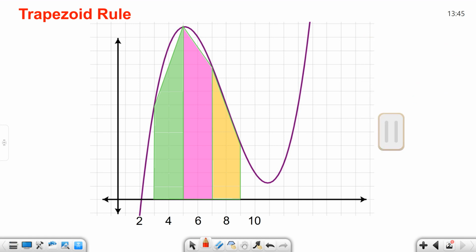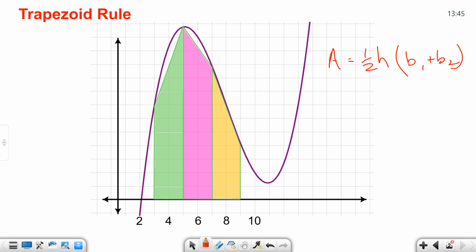Okay, little review from geometry. What's the area of a trapezoid? 1/2, B1 plus B2, times H. Good. Okay. That's from geometry. Now, relate that to calculus.